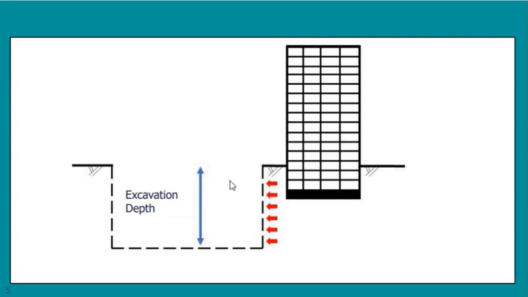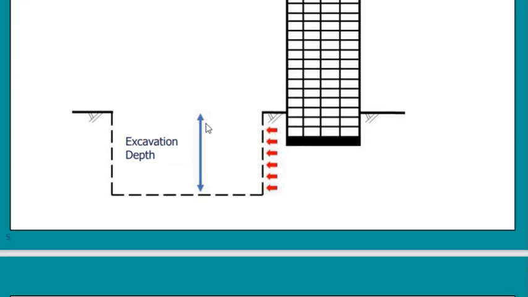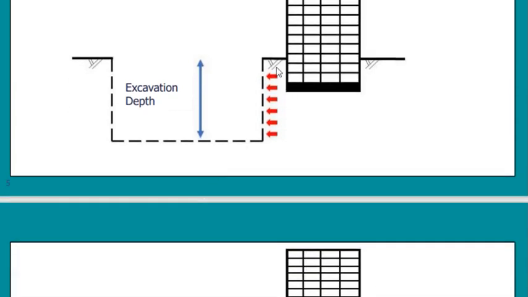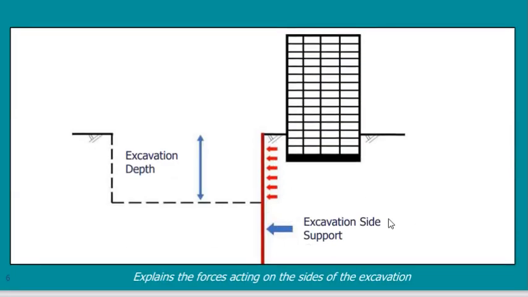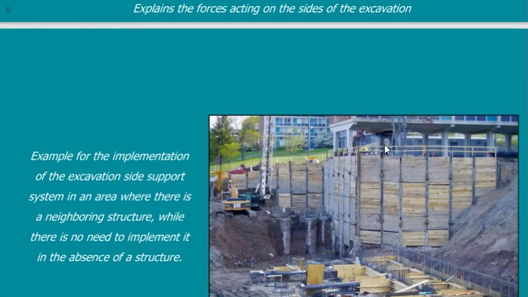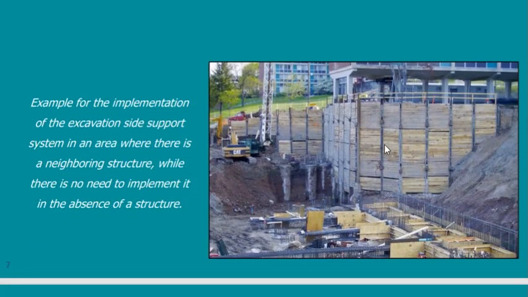So these are just what we have just said. This is the depth of the excavation. Here is the soil that wants to fall. So I will put an excavation side support, which is a shoring system. The function of this is to retain everything behind it. These are photos to see what we have just said.